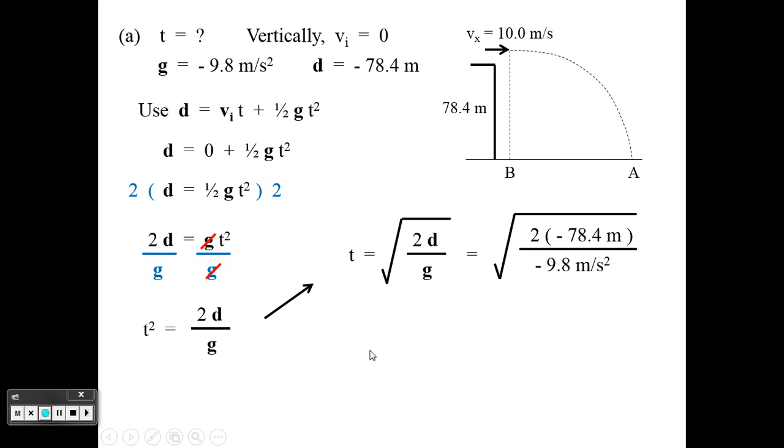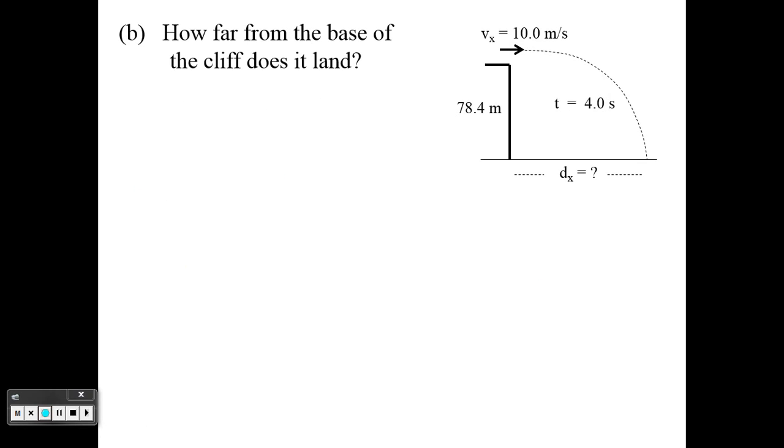Inserting my values, the negative signs will once again cancel themselves out. The meters will once again cancel themselves out. And the seconds will come back on top. And the time in this case is 4 seconds. Part B. How far from the base of the cliff does it land?